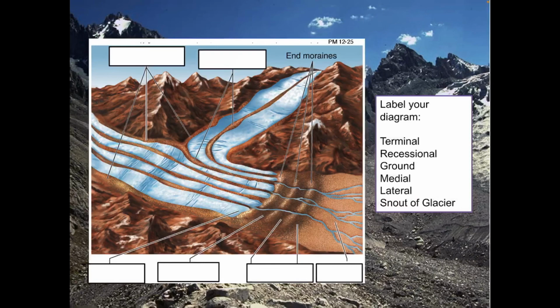And just as a final little task, if you would like to try and draw a diagram like this one and label the different types of moraine and the snout of the glacier.